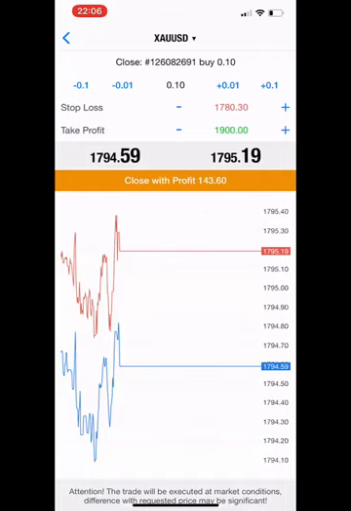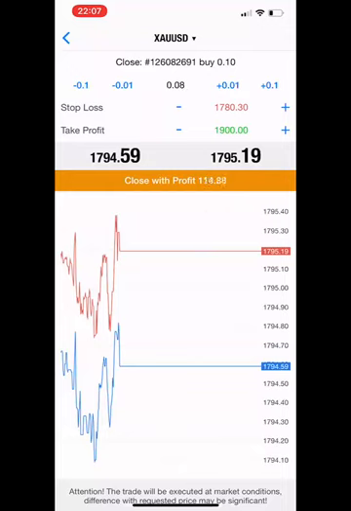If I go to where it says 0.10, and I click on the left-hand side where it says minus 0.01, I want everyone to watch the numbers move. Did you see that? It went from 143 to now 129.